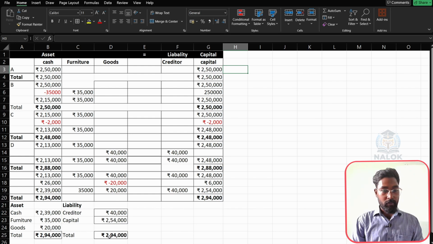I hope you can analyze each transaction in such a way that you can match the accounting equation. So I hope you understood this.